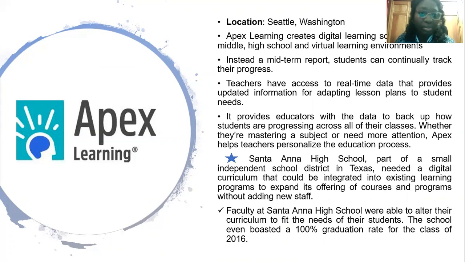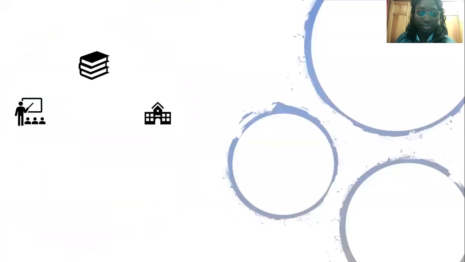A real-life example in a school is the Santa Ana High School. They needed a digital curriculum that could be integrated into existing learning programs, and they use Apex Learning. The result was that they were able to alter their curriculum to fit the needs of their students, and the school even boasted a 100% graduation rate for the class of 2016.